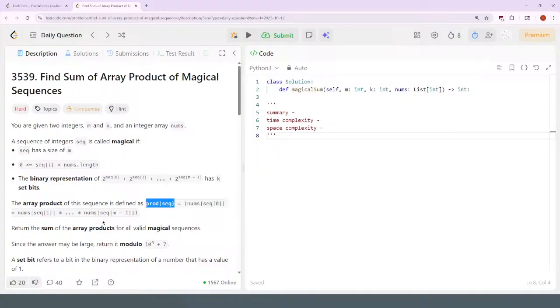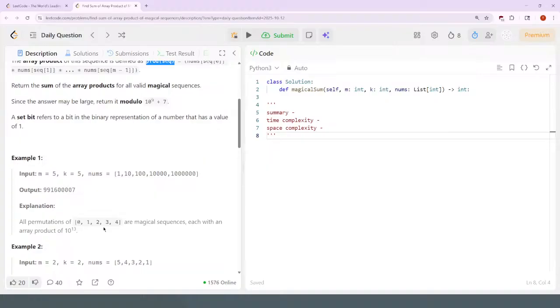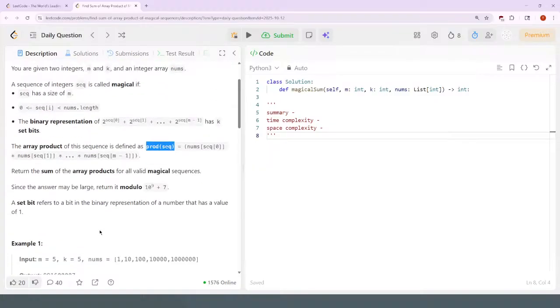Okay, I probably need an example here. A set bit refers to the bit in the binary representation of the number that has a value of 1. Has k set bits. So it's the number of ones in the binary representation of the number. Okay.